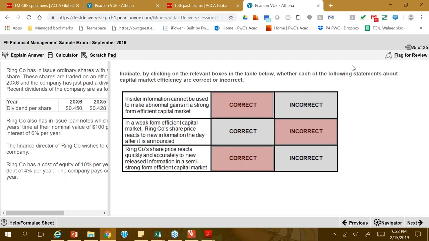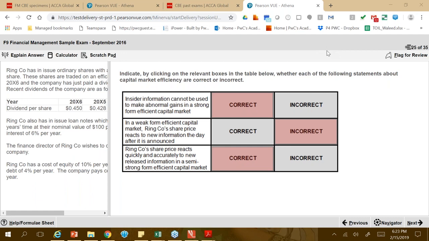So these were the questions here, and it also helped us to revise a bit on the market efficiencies. And that's it. Those are the 5 questions on this.